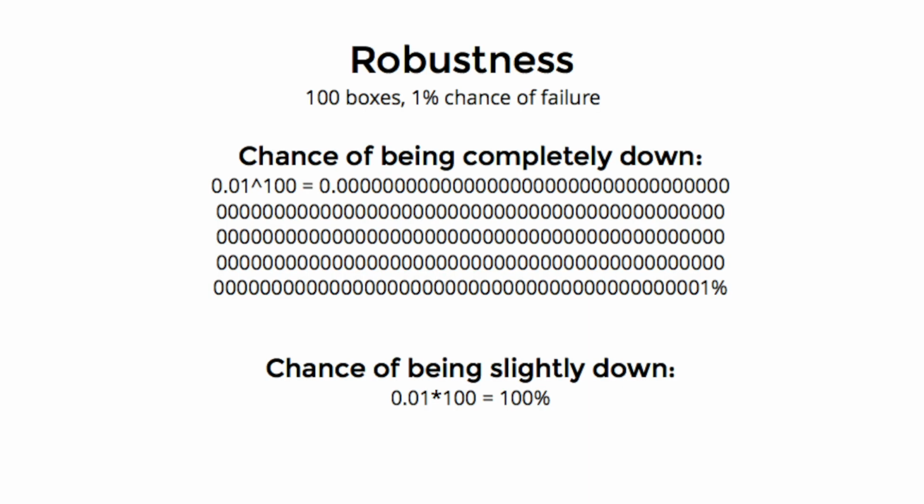And robustness also applies at the hardware level, which is just simple math. Assume that you are using the world's worst hardware, and it has a 1% chance of failure on any given day, which is significantly worse than any actual hardware. And imagine you have 100 of these boxes. The chances of all of those boxes failing at the same time is this gigantic number, which I enjoy printing out. It's basically 0.